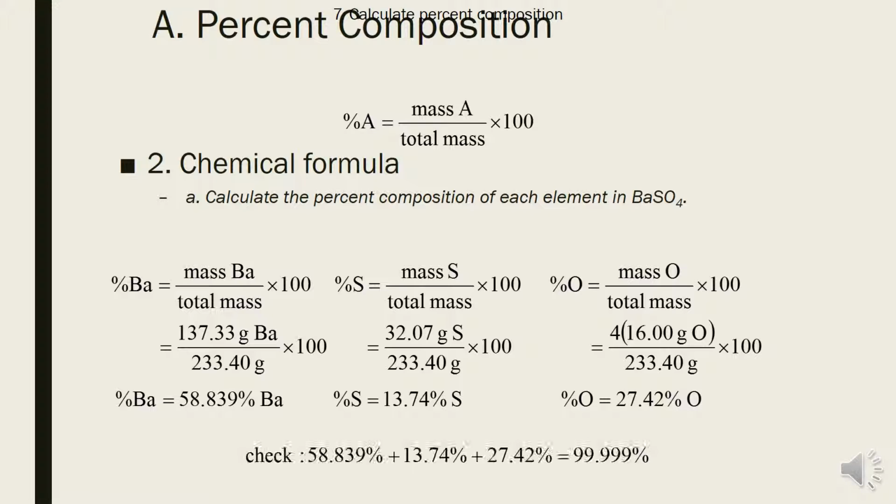Plug that all in your calculator, it's going to tell you 99.999%. Here's an example we mentioned just earlier where you might not get exactly 100. The reason it's not exactly 100, notice as far as our decimal places are concerned, we go to the thousandths place in the percent composition for barium, but only to the hundredths place in the other two. So that's why it's not exactly 100. But if it's this close, that tells you you most likely did it correctly.